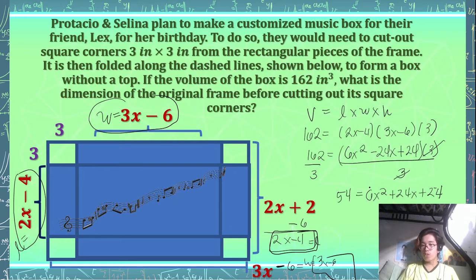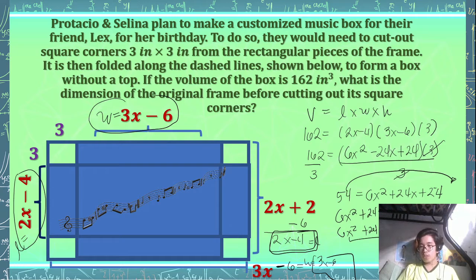We can transfer the 54 to the other side. So that's going to give us 6x squared plus 24x plus 24 minus 54 is going to be equal to 0. And what's 24 minus 54? That's going to give us negative 30.